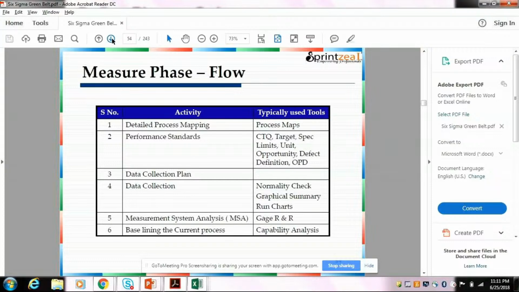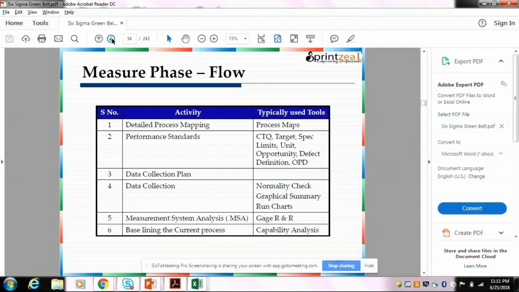Then you have performance standard. So performance standard is where you would do the baselining. We have covered it a bit during the define phase. So you define what is CTQ, what is the target, what is the specification limit, what is the unit opportunity, defect definition, OPD is opportunity for defect. So everything we would define in the project plan itself. And then we would put together a data collection plan.